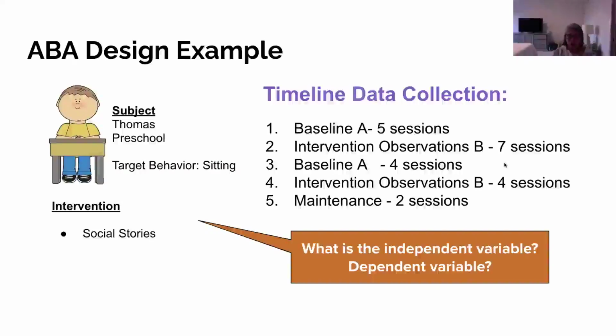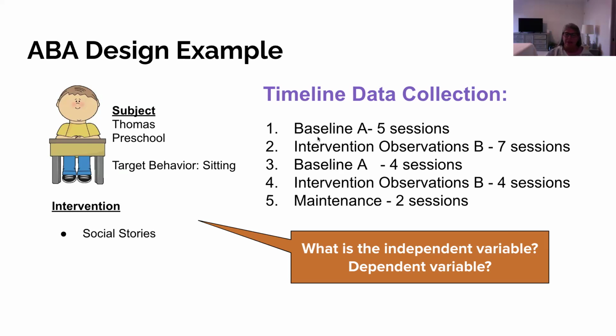Sitting is the target behavior or the dependent variable, the thing we're trying to change. Social stories is the thing that we're doing to try to change that behavior. And this is single subject research because we're just doing this with Thomas. If we had like 4 students that were having trouble sitting, we could have 4 students in this. It doesn't have to just be one person, but it's not going to be whole groups with large sample sizes.